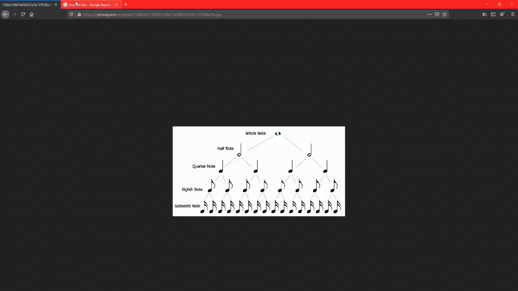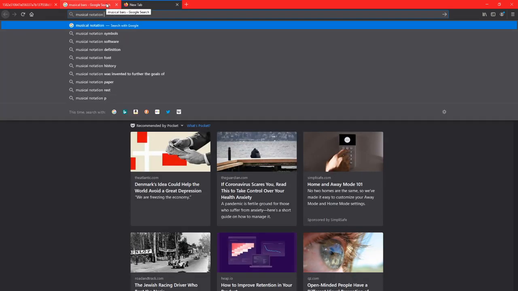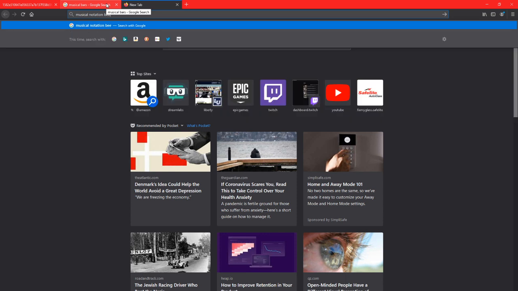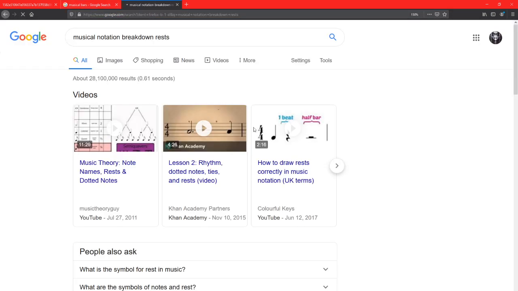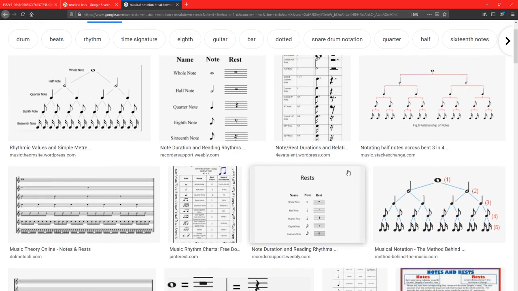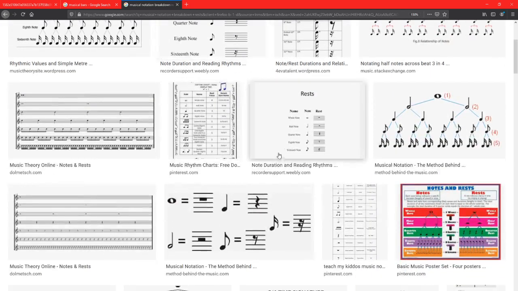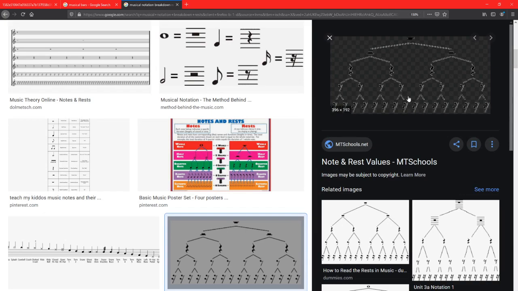Let me see if I can find musical notation for rests. Freudian slip, I guess, right? Let me see if I can find it. Oh, here we go. This is the same thing, but for rests.